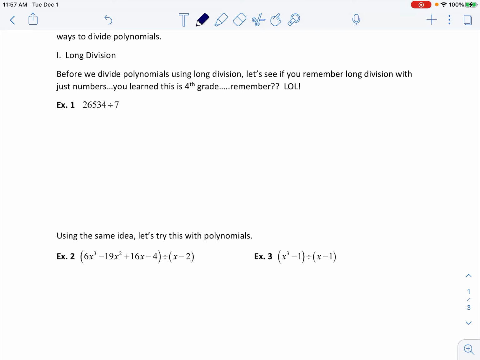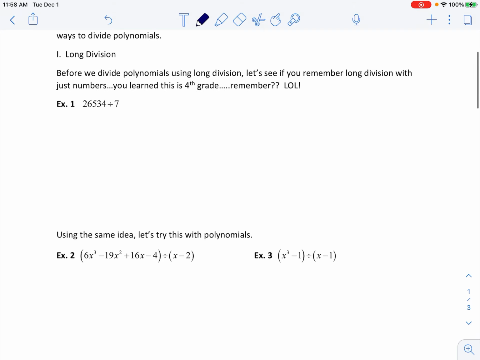Okay, so let's look at example 1. You have 26,534 divided by 7, okay? When you were in 4th grade, remember they taught you to do it like this. They put the 7 outside, right? Then the big number on the inside, so 2, 6, 5, 3, 4. And then you remember when you're dividing, you always want to ask yourself, how many times does 7 go into 26? Well, that only goes in 3 times, right?